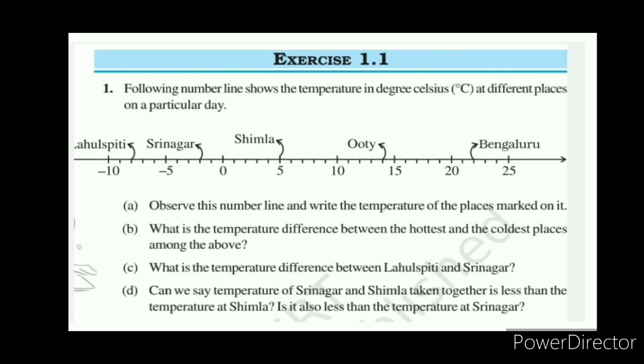Fourth question. Can we say the temperature of Srinagar and Shimla taken together is less than the temperature at Shimla? Is it also less than the temperature at Srinagar? Means that the sum of Srinagar and Shimla temperature is less than the temperature of Shimla. At the same time it is less than the temperature of Srinagar. We will prove that.